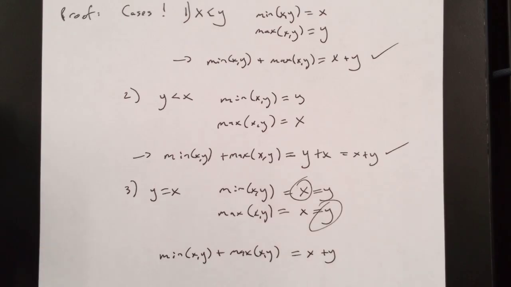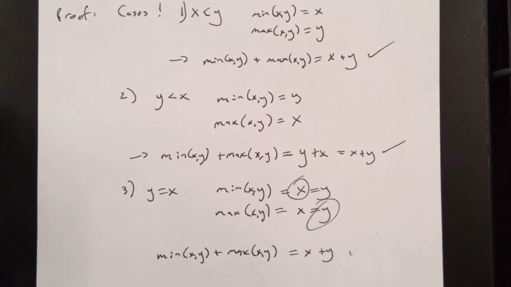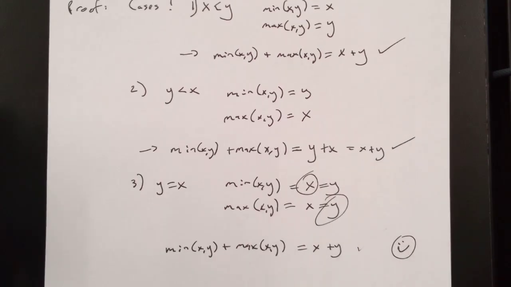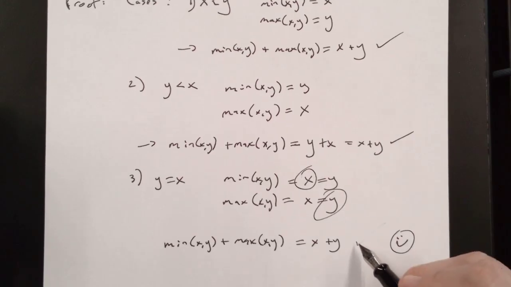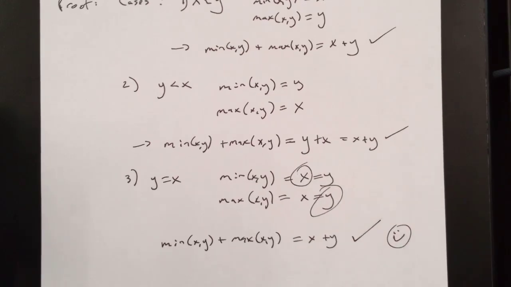By the way, if you hadn't chosen the two things I circled, let's say you chose y both times, then you'd write here y plus y, wouldn't you? But then you know that x is equal to y, so you can replace the first y by an x. It's still going to work out to be x plus y. Ta-da! Insert little box, QED, etc. here. I did it.